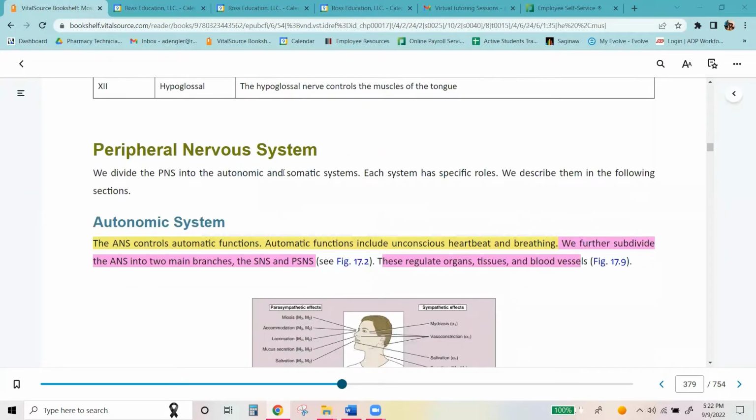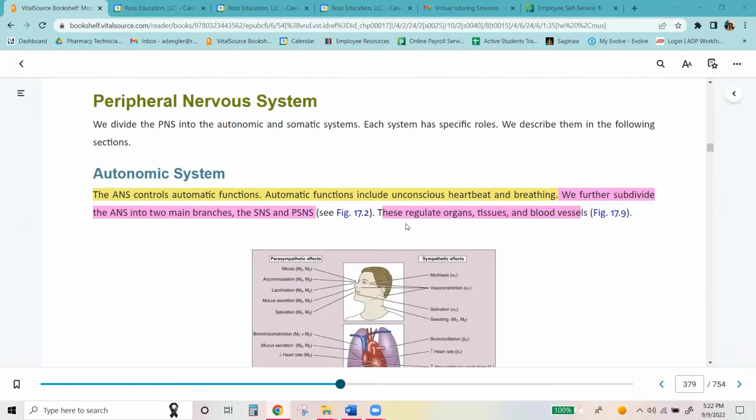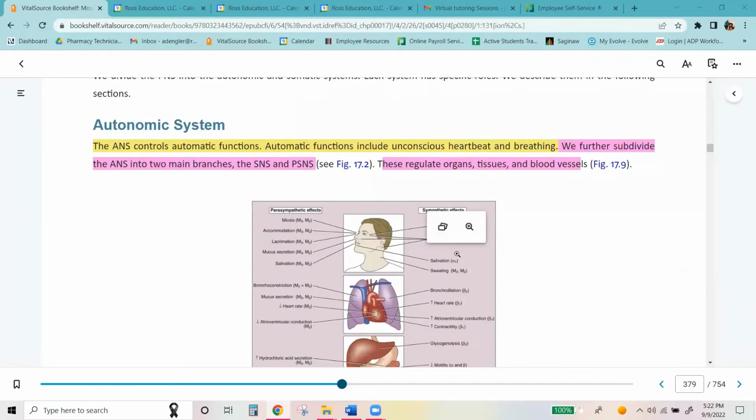We divide the PNS into the autonomic and somatic system. Each system has specific roles. The ANS, the autonomic system, controls automatic functions, which include unconscious heart beating and breathing. We further subdivide the ANS into 2 main branches, the SNS and the PSNS, and these regulate organs, tissues, and blood vessels.